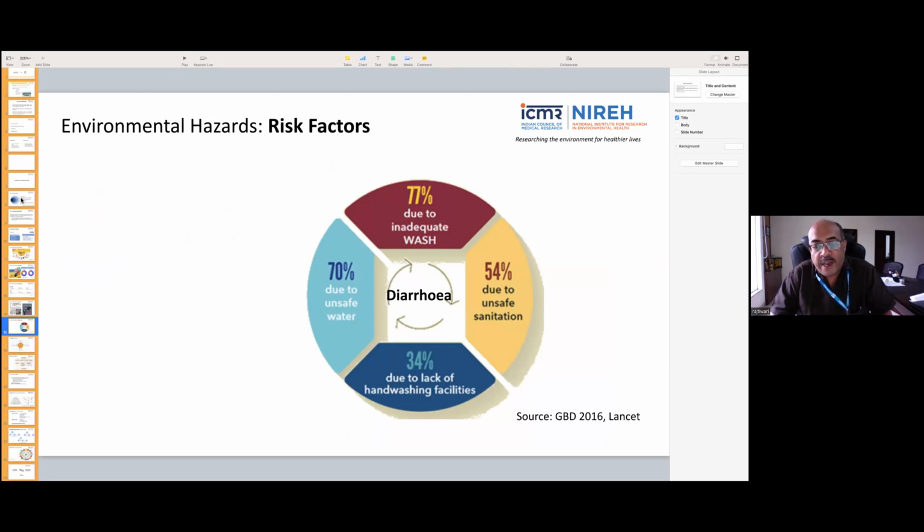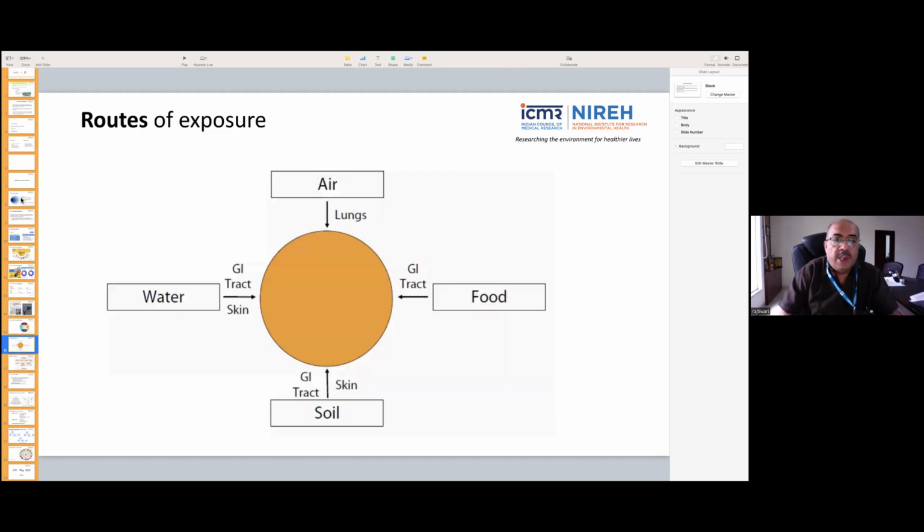Again, if you see the factors which are responsible for diarrhea, 77% is because of inadequate WASH, 54% is unsafe sanitation, 70% is unsafe water, and 34% due to lack of hand washing facility. So at minimum, if you can work on providing proper hand washing facility, at least 34% of the cases of diarrhea you can prevent, which is a big number. So these are some of the simple things which require to be addressed, but have very great implications.